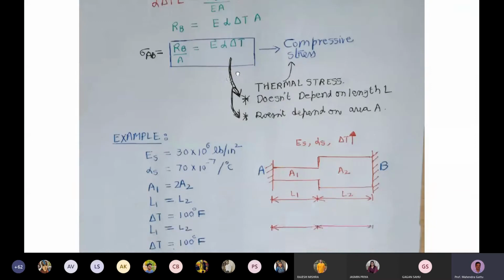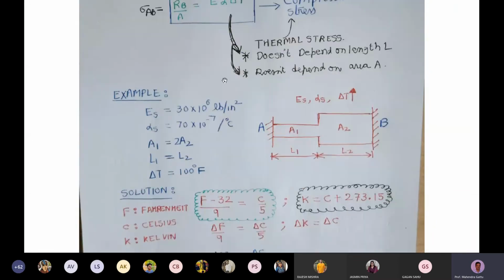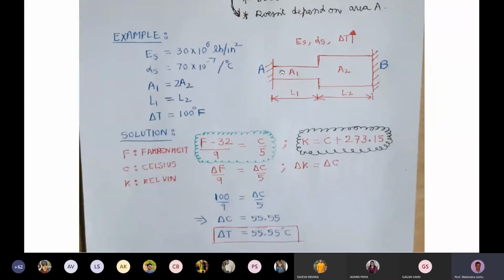Now we will solve another simple example, which is composed of two bars. It is composed of two prismatic segments. There is segment 1 with area A1 and segment 2 with area A2, and this entire bar is made of steel. So the modulus of elasticity is ES, and the coefficient of thermal expansion is alpha S. The units are like this.